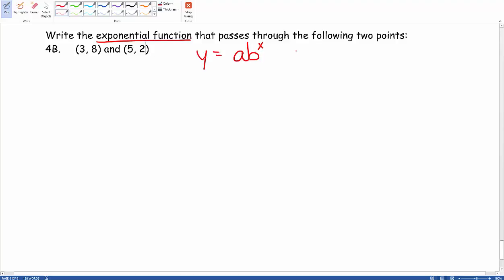Now, just a little side note, we're going to assume that a is greater than 0 and also b is greater than 0. And we'll talk a little bit more about why as it comes up, but just add that little side note along with it. Now, again, since we have an exponential function that follows this form, looking at our 2 points, we know that they are also some x, y coordinate points. So we can go ahead and put some x, y's right above them.